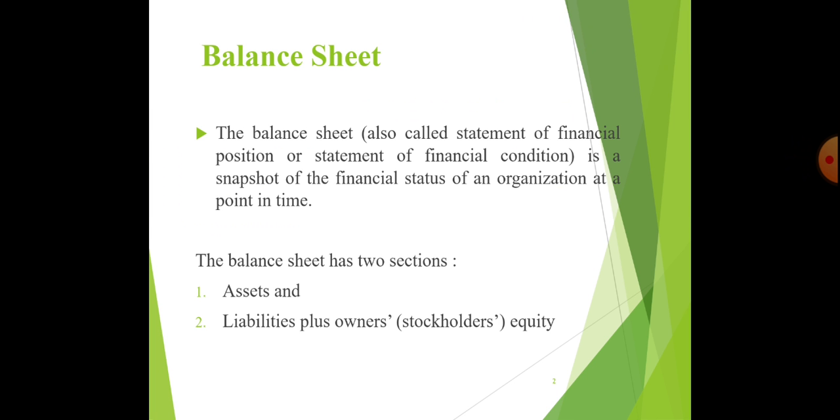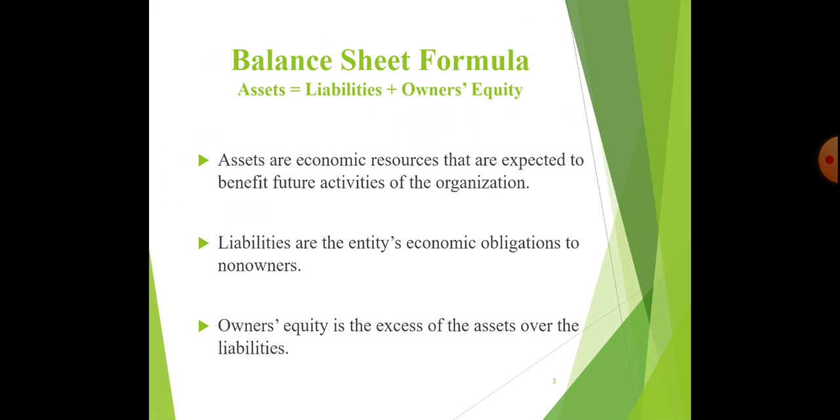The balance sheet has two sections. The first is assets, and the second is liabilities plus owner's or stockholders' equity. And then the balance sheet formula is assets equals liabilities plus owner's equity.